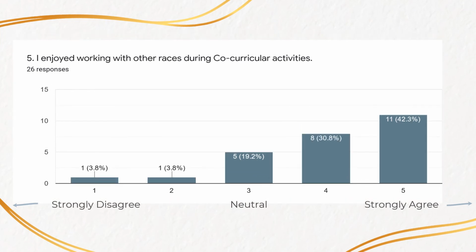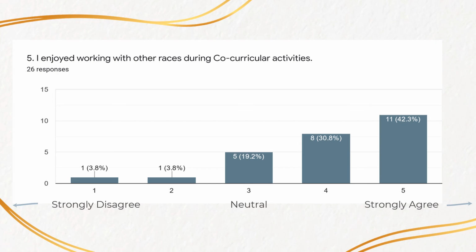For question number 5, we asked if they enjoy working with other races during co-curricular activities. We can see 8 responses in agree and 11 in strongly agree, showing that they enjoy working with other races during co-curricular activities. This may be because working with other races may inspire a sense of fellowship and sportsmanship, making them push harder, and play and work together better.